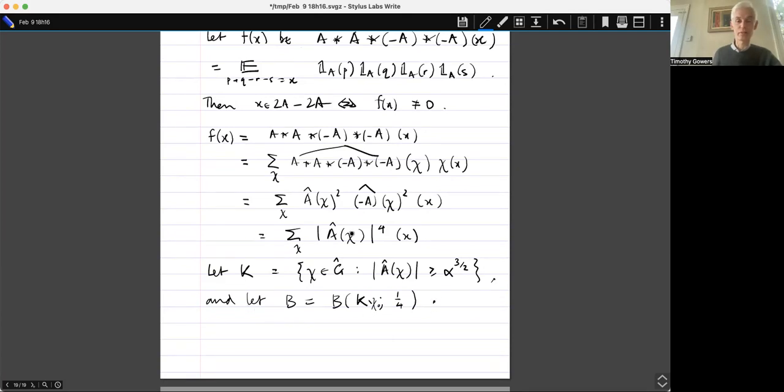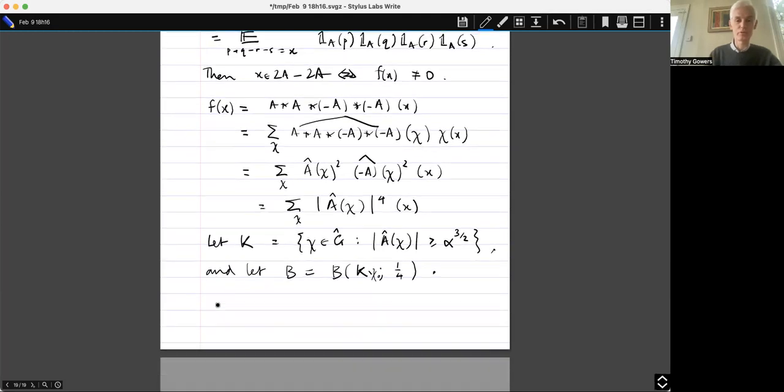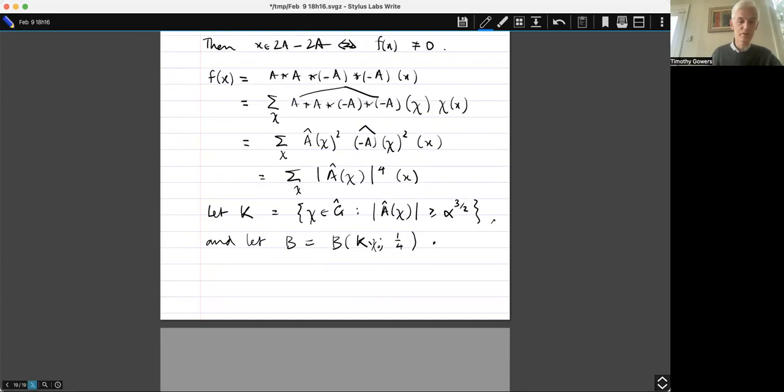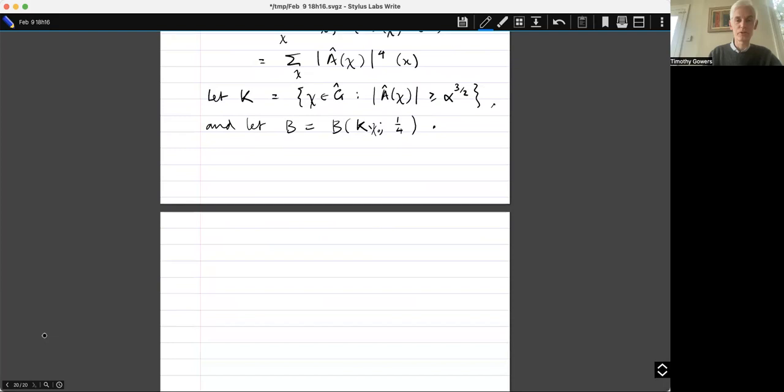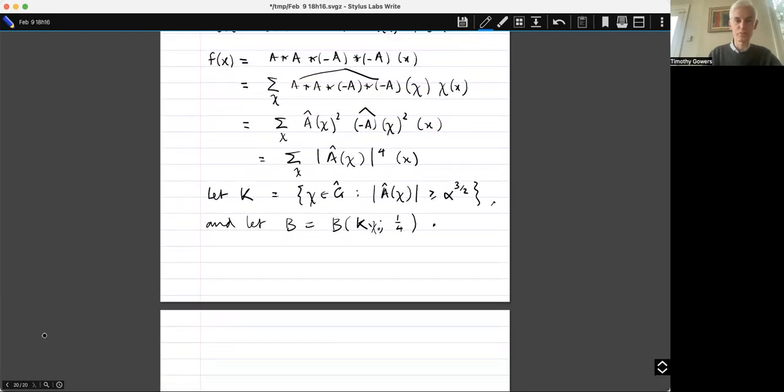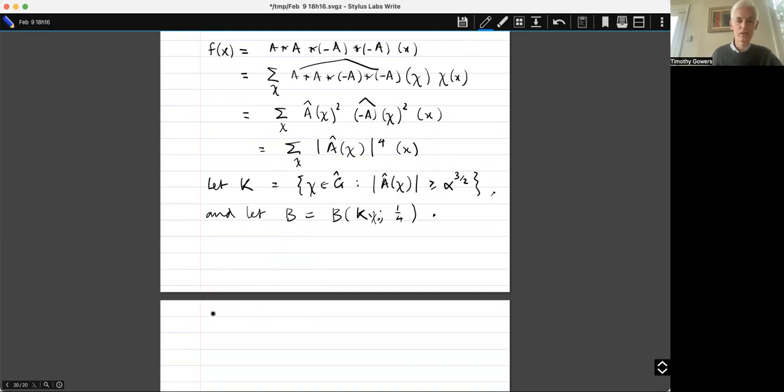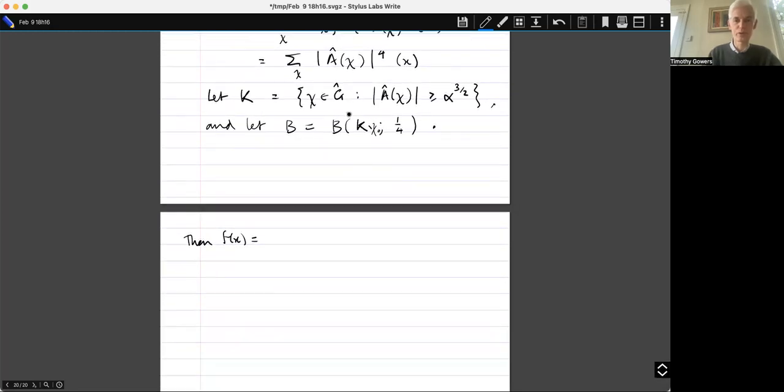So having done that, I'm going to split up f of x into 3 parts according to whether the character is 0, or the trivial character, or whether it belongs to B, or whether it doesn't belong to B and is non-trivial. So then f of x equals, so we've got this formula here, so let me move that up to the top. We know that that equals f of x. So what happens when chi is the trivial character? Remember, A had density alpha, which means that A hat evaluated at the trivial character equals alpha.